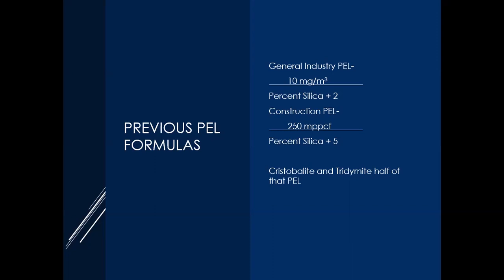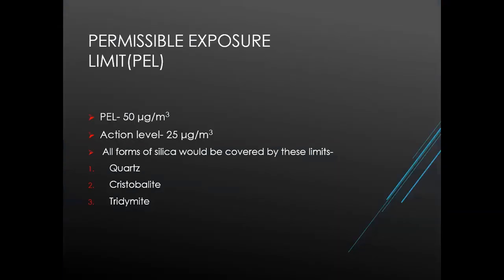Under the new standard, we now have set PELs and action limits that do not require calculations of these limits. The PEL for silica is now set at 50 micrograms per cubic meter of air, and the action limit is set to 25 micrograms per cubic meter of air. And these limits cover all forms of silica, not just quartz.